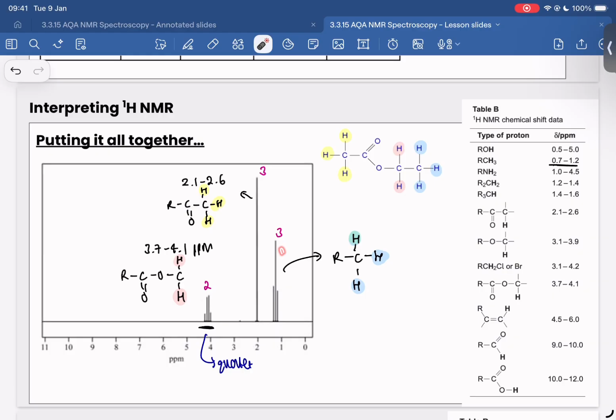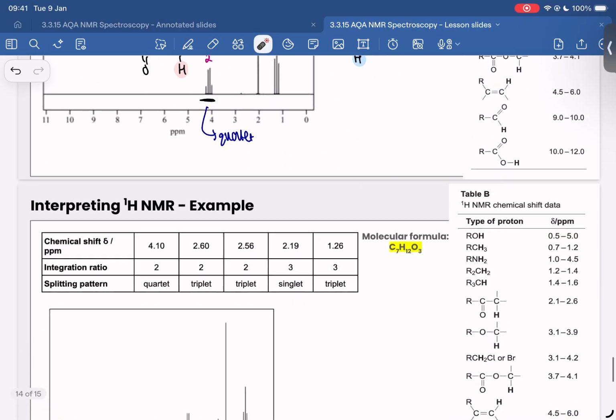And then you look at the last one, which is a triplet peak. Why is it a triplet peak? Because it's attached to an adjacent carbon, which has 2 hydrogen atoms, and therefore 2 plus 1 is 3, and therefore it's a triplet peak.